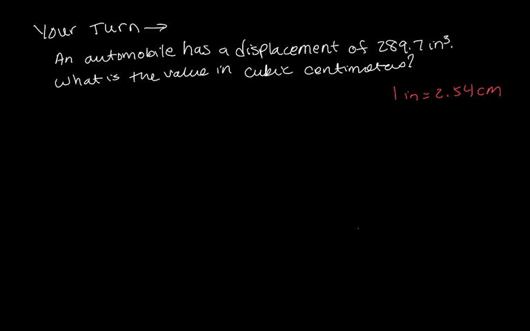So as always, we write what we're given, which is 289.7 cubic inches. And since inches is on the top, inches is going to go on the bottom, and our desired unit of centimeters is going to go on the top. And we know for every 1 inch, there's 2.54 centimeters. But we can't cancel these inches out yet because on the top we have cubic inches, and on the bottom we just have inches. So we have to cube the entire thing.